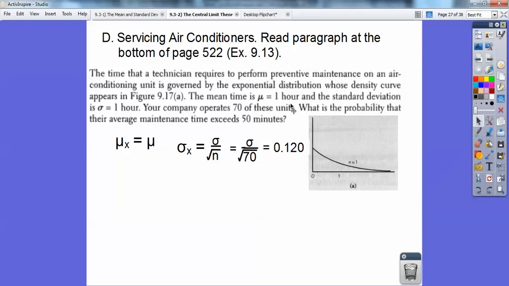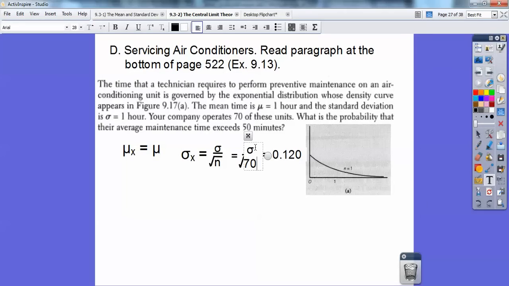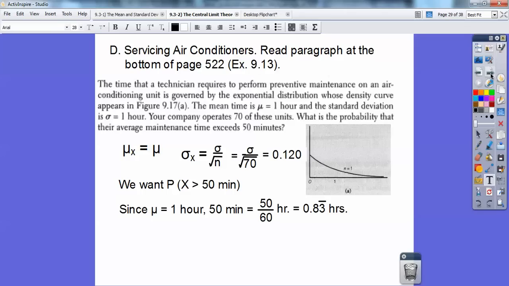Oops, I forgot to put a 1 right there. 1 divided by the square root of 70 is 0.120. Remember that's a 1 right there. Let me change that right now. I want to go right there, backspace, and put a 1 in there. There we go. And so we get that 0.120. Now we want to calculate the probability that it's going to exceed 50 minutes. We have to convert 50 minutes to hours, because everything's in terms of hours. So 50 minutes is 50/60ths of an hour, and that becomes 0.83333333.